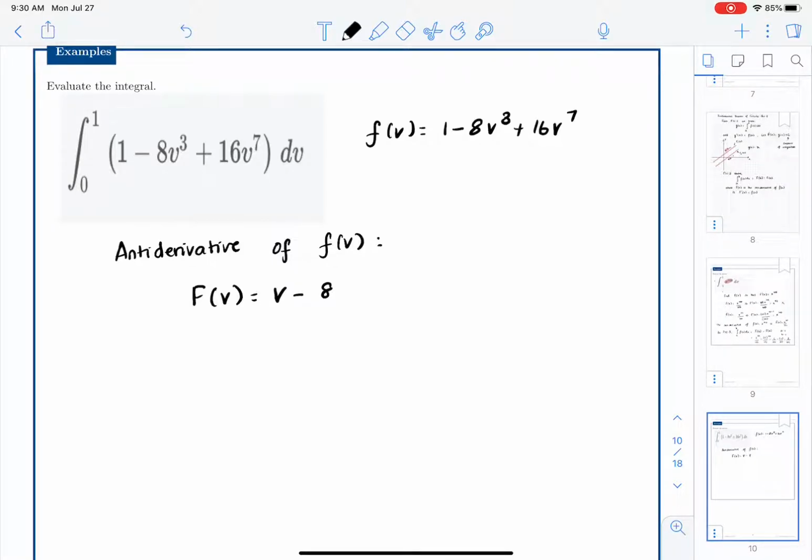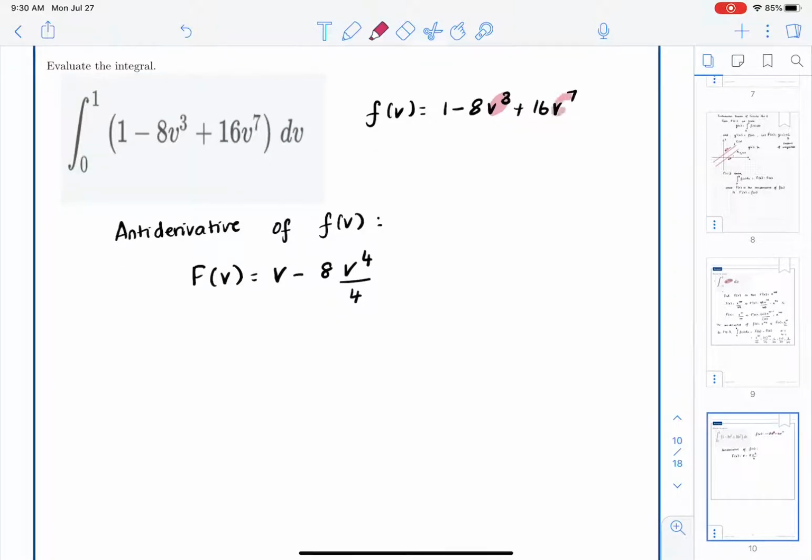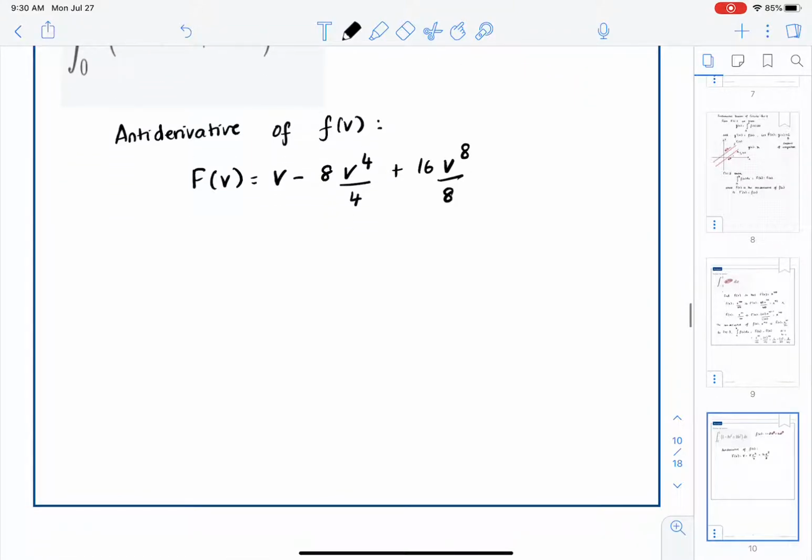I want to take the derivative of something so that I get v cubed. That would be v raised to 4 over 4. I want to take the derivative of something so I get v raised to 7. That would be v raised to 8 over 8. Let's verify. Is F prime of v equal to f of v?